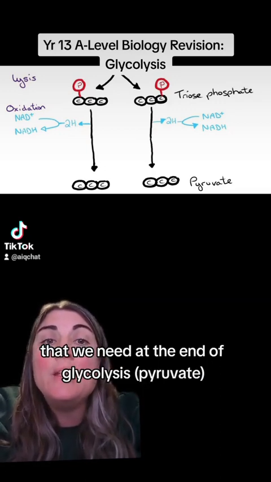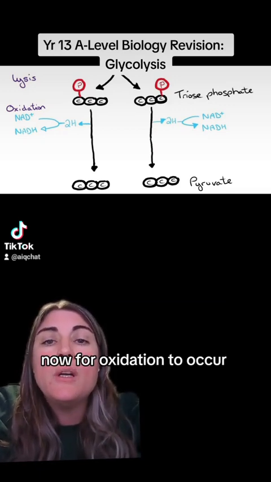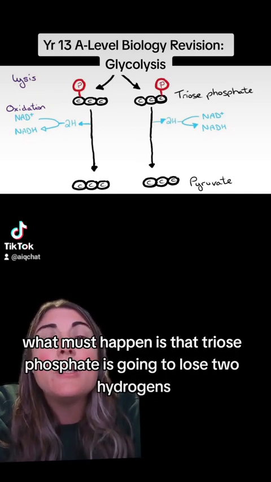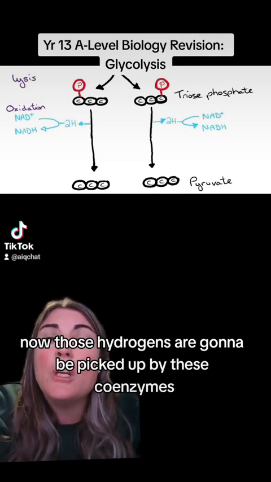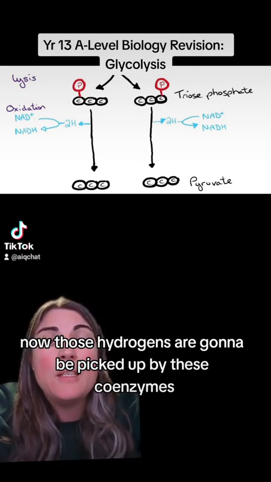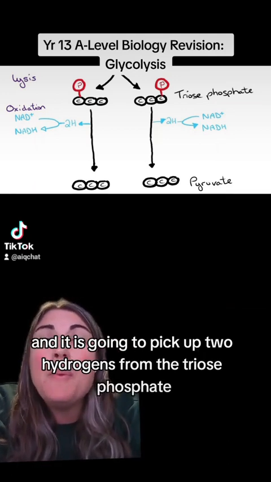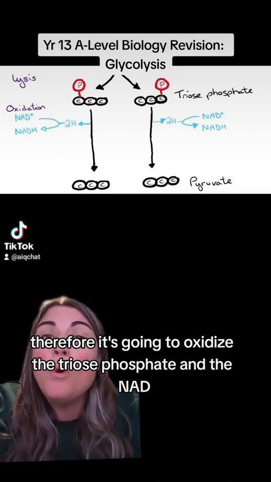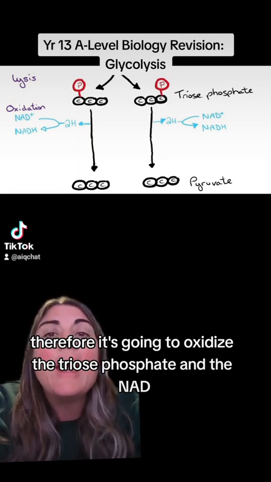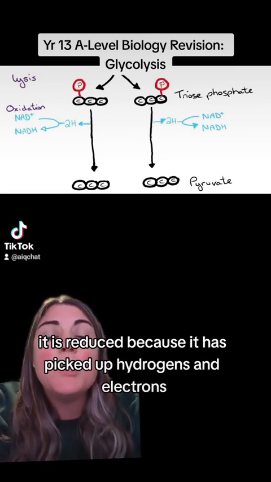So the next thing that's going to happen to that triose phosphate, to get us down to the molecule that we need at the end of glycolysis, is that we need to have oxidation occur. Now for oxidation to occur, the triose phosphate is going to lose 2 hydrogens. Those hydrogens are going to be picked up by coenzymes. So NAD plus is going to come in and pick up 2 hydrogens from the triose phosphate. Therefore, it's going to oxidize the triose phosphate and the NAD, the coenzyme, is going to become reduced. It is reduced because it has picked up hydrogens and electrons.